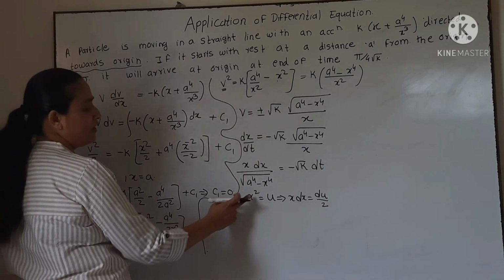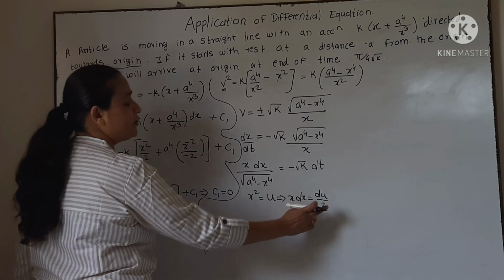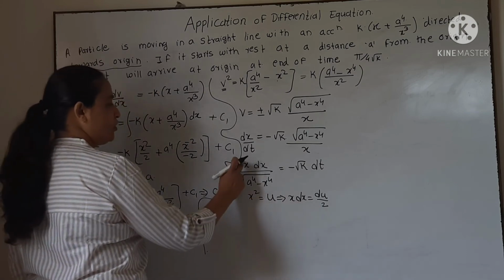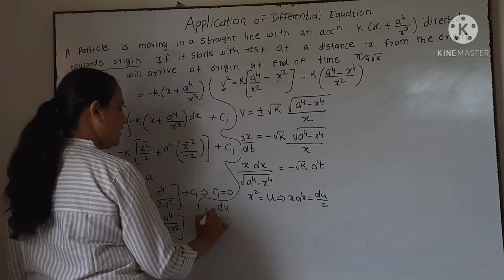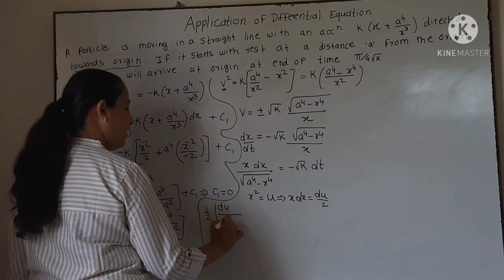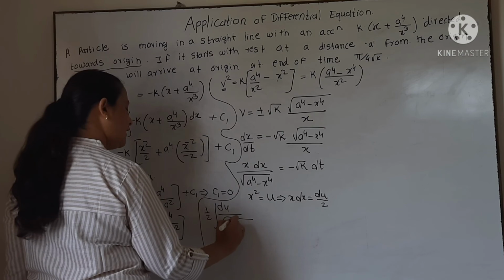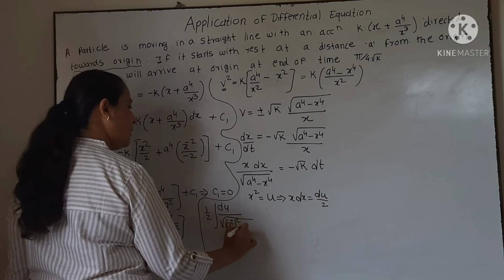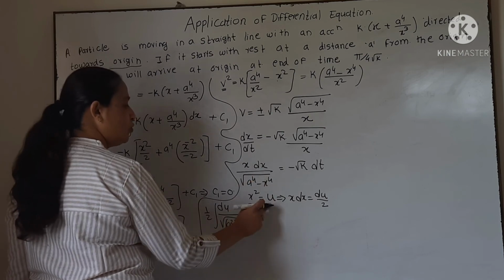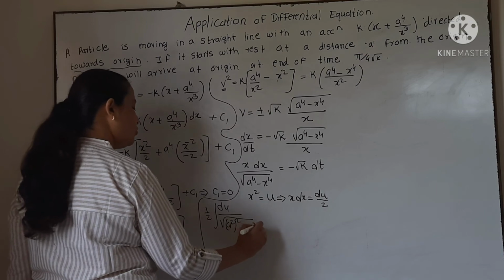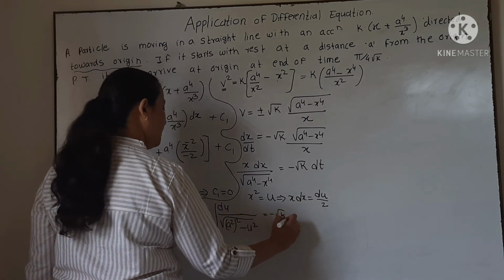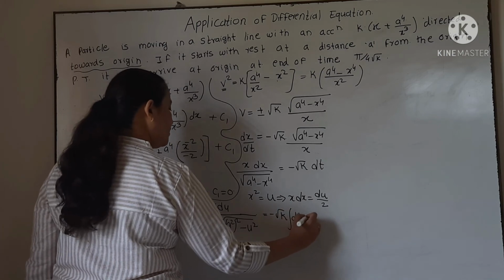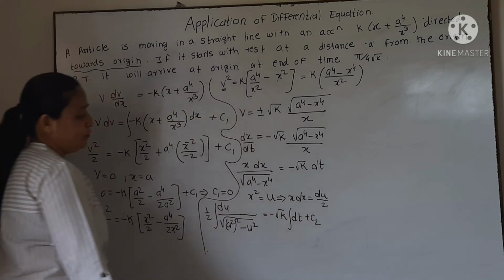The derivative of x square is 2x dx. I have transferred this 2 to the right hand side. So this expression can be written as integral of du, half is constant, take it outside, under root of a raised to 4, I can write a square whole square, minus x square is u, therefore x raised to 4 is u square, equal to minus root k integral of dt plus constant of integration c2.